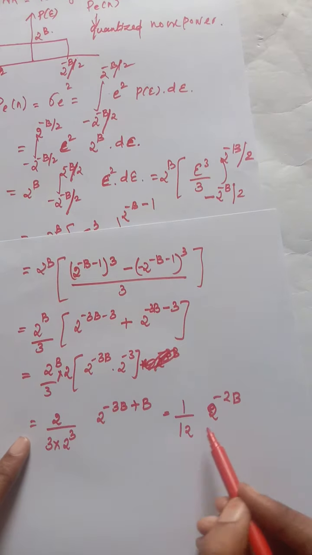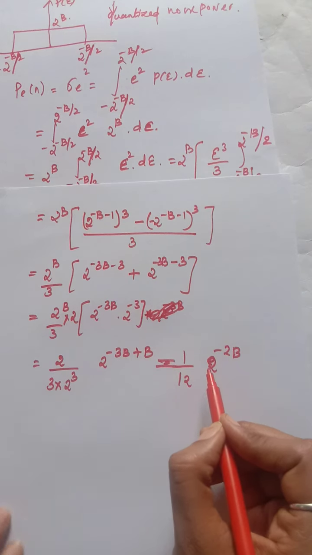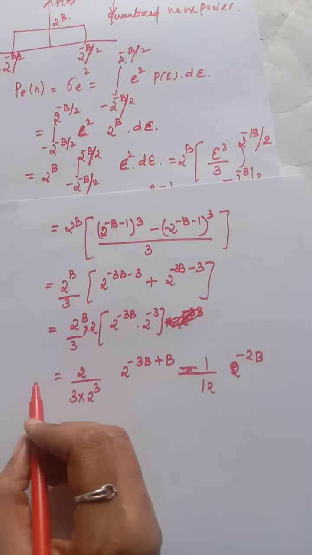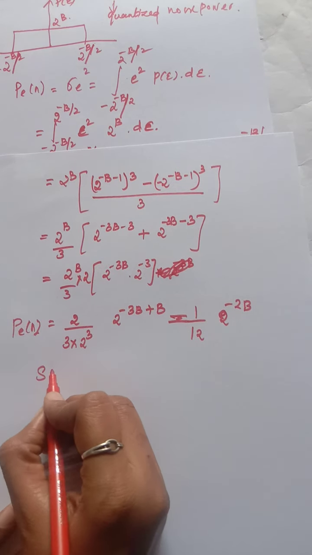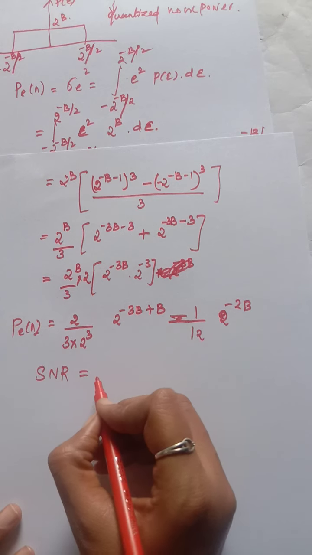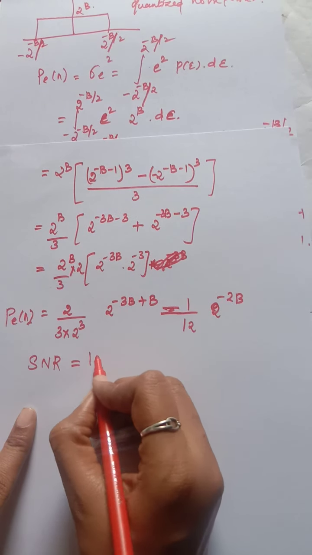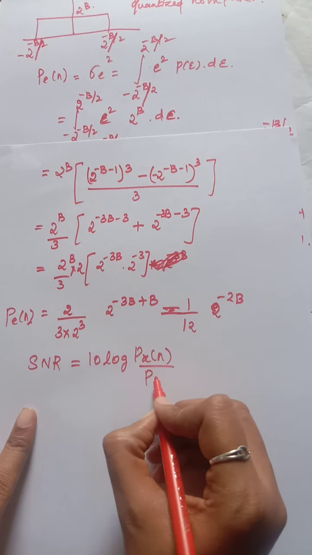So when you simplify this, what you will get is 12 e power, which is equal to 12 into 2 e power minus 2b. So this is what your quantization noise power Pe of n. Now we need to write the signal to noise ratio. The signal to noise ratio SNR is equal to 10 log of Px of n by Pe of n.